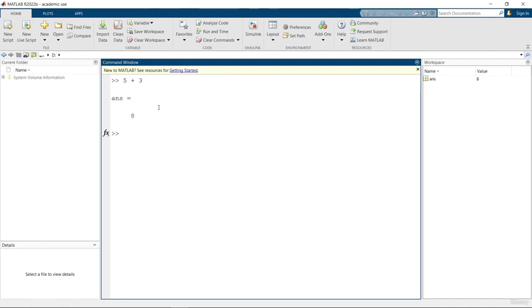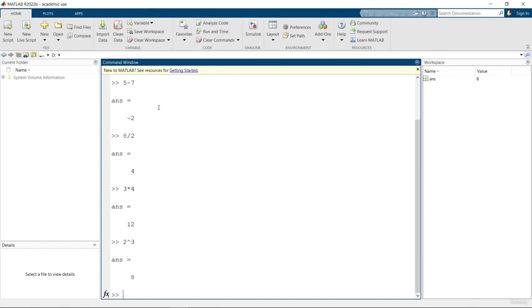We can also perform other types of arithmetic operations, such as subtraction, for example, 5 minus 7 equals minus 2, divisions, 8 divided by 2 equals 4, multiplications, 3 times 4 equals 12, or powers. 2 to the power of 3 equals 8.